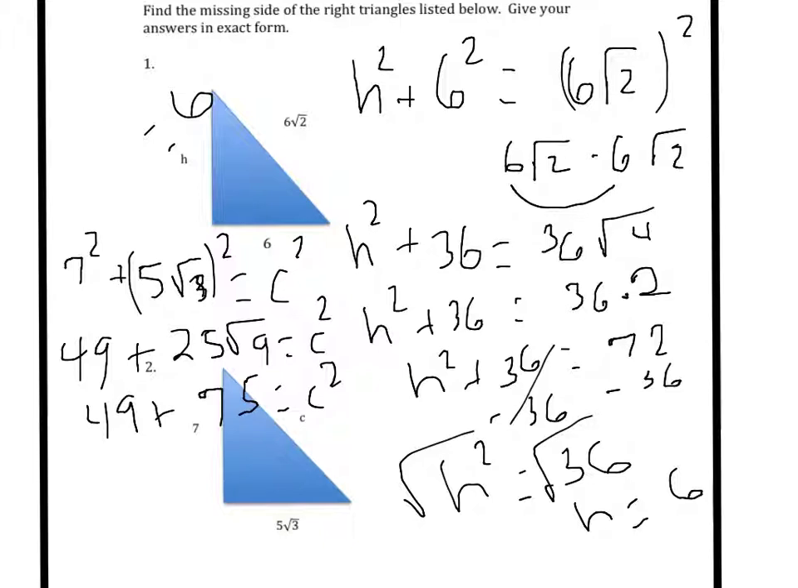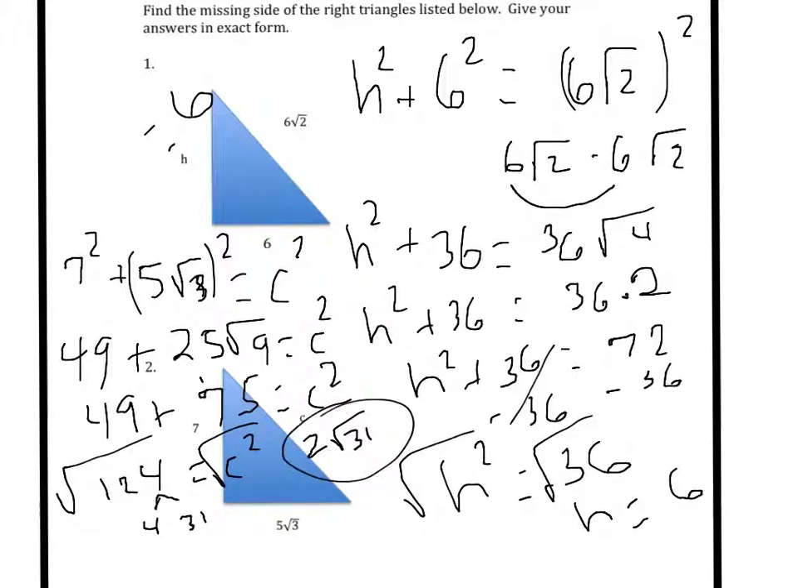And so 75 plus 49 is 124 equals c squared. And I want them to leave their answers exact if it doesn't come out to a whole number. So if I take the square root of 124, that's going to break down into 4 will go into that 31 times, and that's actually a prime number. So square root of 4 would be 2 when it comes on the outside, and then the prime number 31 stays underneath. So the c is 2 square root of 31.